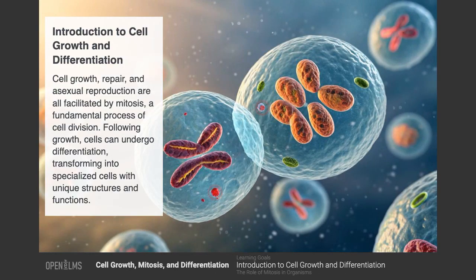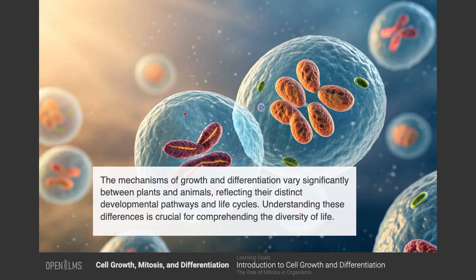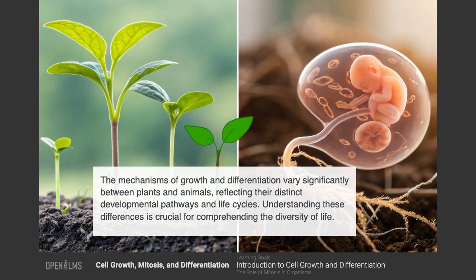Introduction to cell growth and differentiation. Cell growth, repair, and asexual reproduction are all facilitated by mitosis, a fundamental process of cell division. Following growth, cells can undergo differentiation, transforming into specialized cells with unique structures and functions. The mechanisms of growth and differentiation vary significantly between plants and animals, reflecting their distinct developmental pathways and life cycles. Understanding these differences is crucial for comprehending the diversity of life.